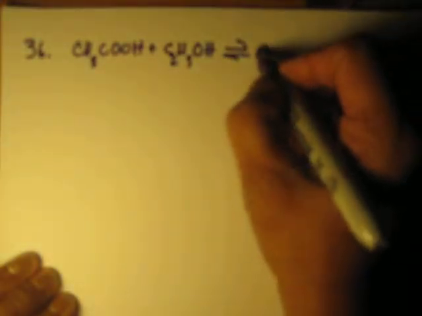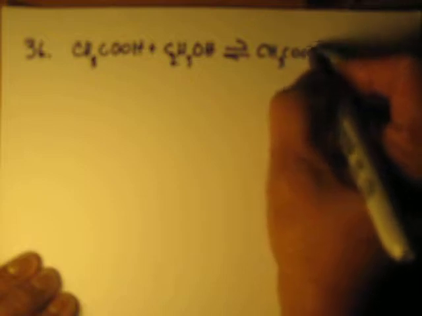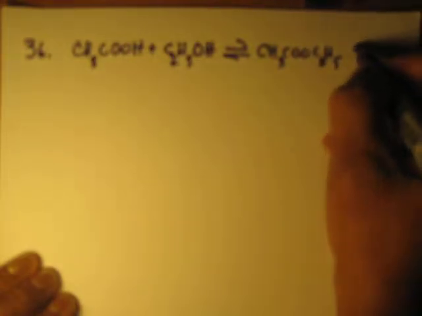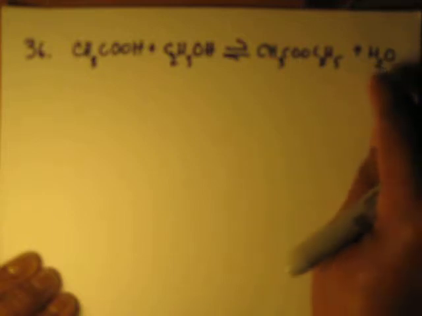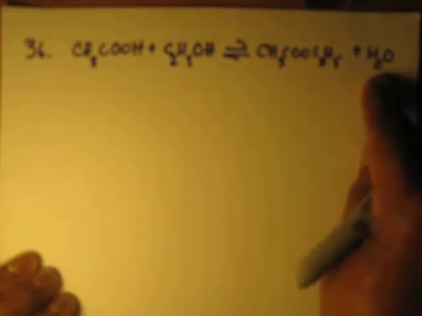Let's do question number 36, Zumdahl 7th edition, page 616. The equation is acetic acid, CH3COOH, reacting with ethanol, C2H5OH, giving ethyl acetate, CH3COOC2H5, plus water. I want you to notice that water is a product in this equation.